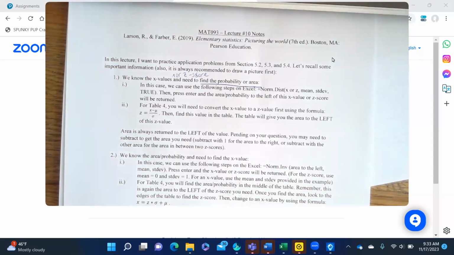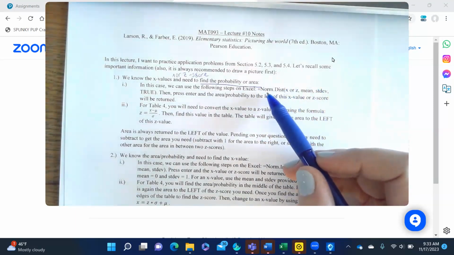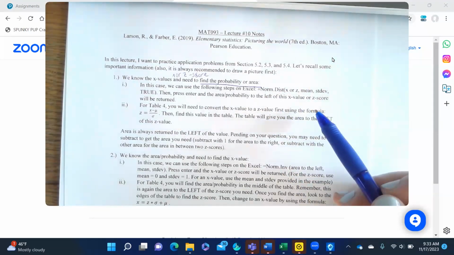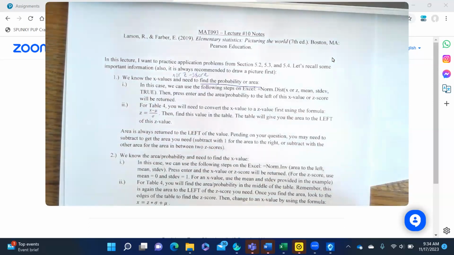There's two main ways we can do that. We can use Excel. So if you're using Excel, the function we use there is norm.dist for normal distribution. You enter the x or z value, comma the mean, comma the standard deviation, and then the word true. And when you hit enter, it will give you the area or probability.